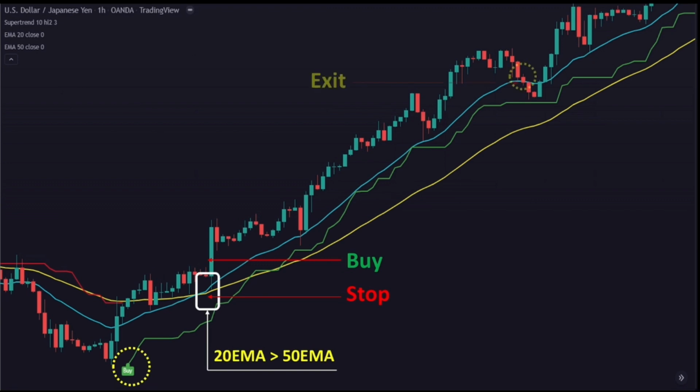You may exit your trade when the price closes below 20 EMA, but when the price closes above 20 EMA again, the super trend stays green in color, you may take another long entry. For this trade, you can see the price moves up, and it is a successful trade. Let's see more examples for buy setup.